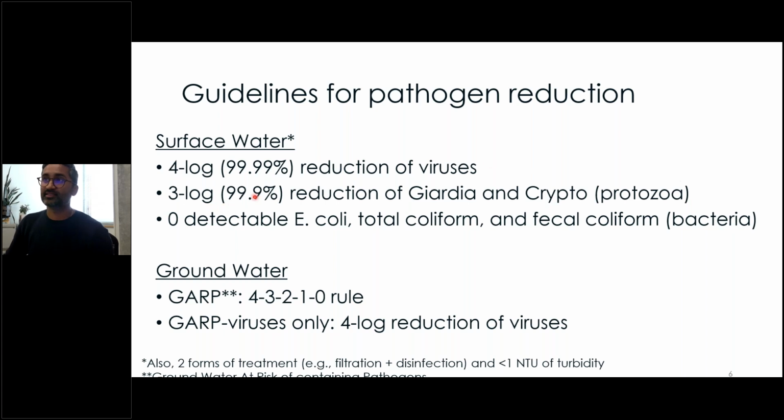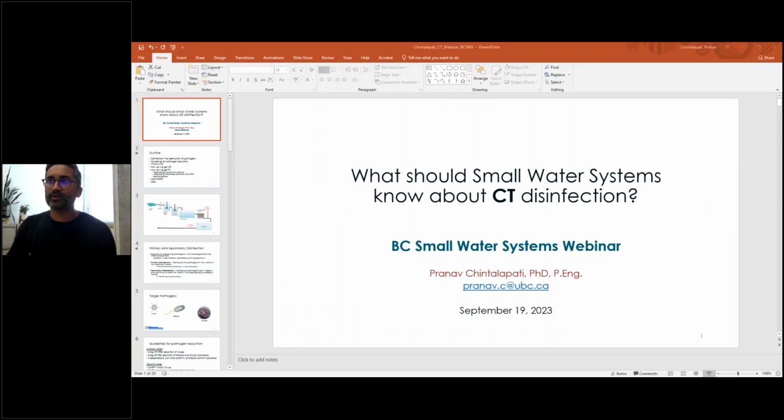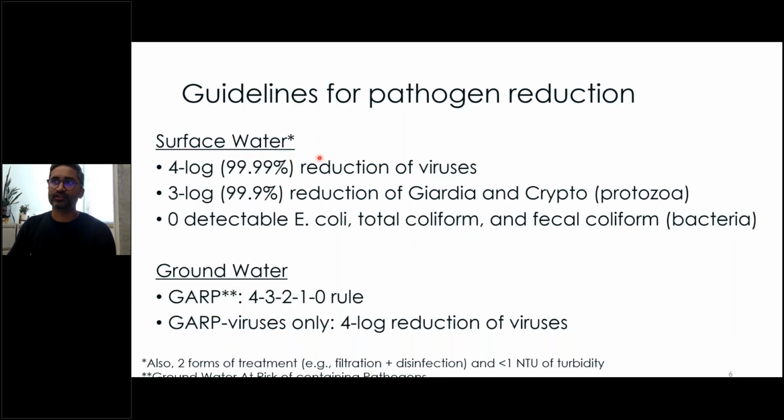So our guidelines for viruses are 4 log removal, guidelines for Giardia and crypto, 3 log removal. And then for bacteria, we just want no detectable E. coli or total coliforms and fecal coliforms. That's our guideline for bacteria here. You might remember or might have heard of surface water having a 4-3-2-1-0 rule. So I've just isolated the ones related to pathogens, so viruses, protozoa, and bacteria. In case you're wondering what happened to the 2 and the 1, I just put it as a footnote here.